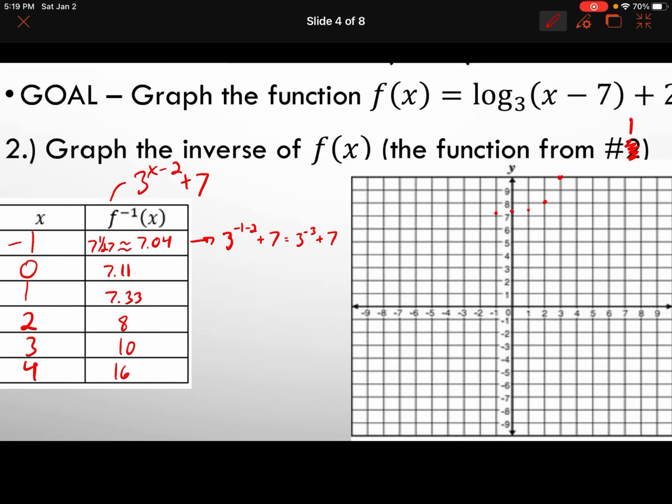Sometimes you might get points that you can't draw on the actual coordinate grid in front of you, and that's okay. We can't fit 16 because we only go up as high as 10. Now we draw our graph, and once again, we should get a curve. If you don't get a curve, that means something went wrong. There you go. We end up with our curve.